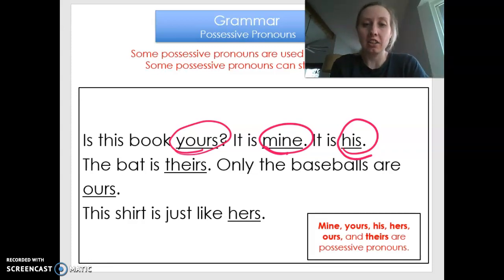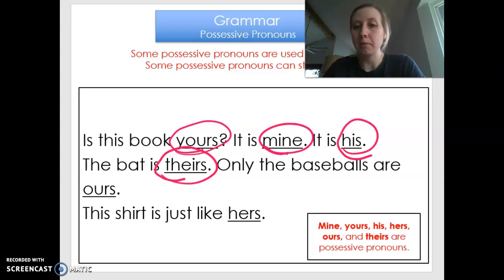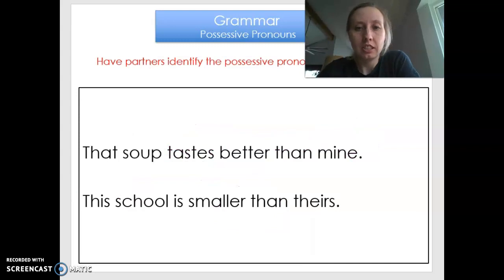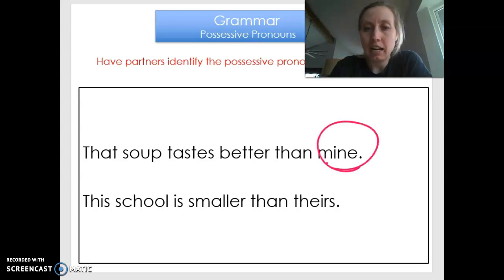The bat is theirs. Theirs would be my possessive pronoun. Only the baseballs are ours. Ours would be the possessive pronoun. This shirt is just like hers. Hers is the possessive pronoun, and it tells me the shirt is hers. Okay, this time I'm going to give you a couple seconds. Remember, a possessive pronoun tells you whose it is. So here we go: that soup tastes better than mine. The answer would be mine.